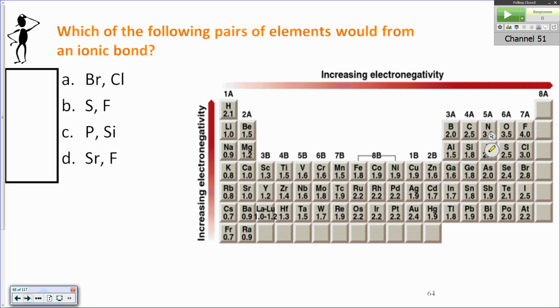All right, so if we look at these, which one of the pair would form an ionic bond? So you've got the table of the electronegativities. Which ones are going to come together and make an ionic bond?